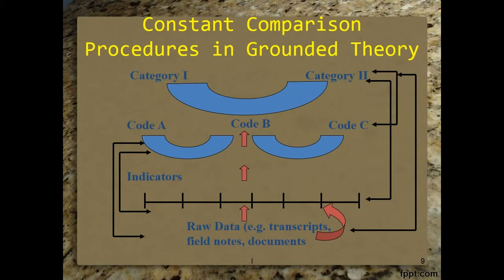As we can see in the figure, raw data are formed into indicators. Indicators here are the small segments of information that come from different people, different sources, or the same people over time. These indicators are in turn grouped into several codes and then formed into abstract categories.